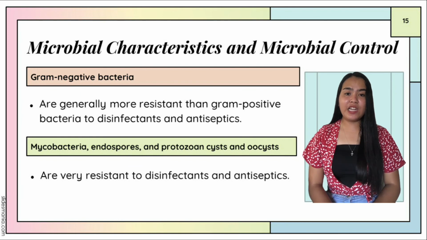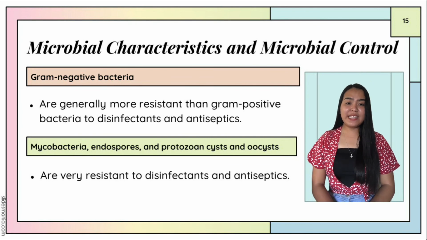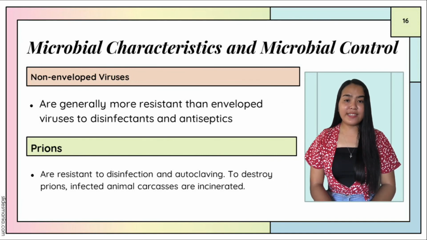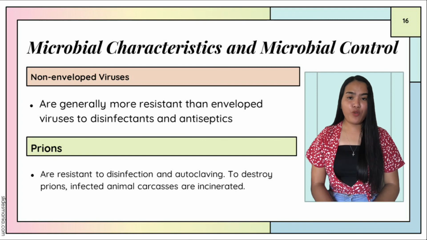Microbial characteristics and microbial control. Gram-negative bacteria are generally more resistant than gram-positive bacteria to disinfectants and antiseptics. Mycobacteria, endospores, and protozoan cysts and oocysts are very resistant to disinfectants and antiseptics. Non-enveloped viruses are generally more resistant than enveloped viruses to disinfectants and antiseptics. Prions are resistant to disinfection and autoclaving. To destroy prions, infected animal carcasses are incinerated.